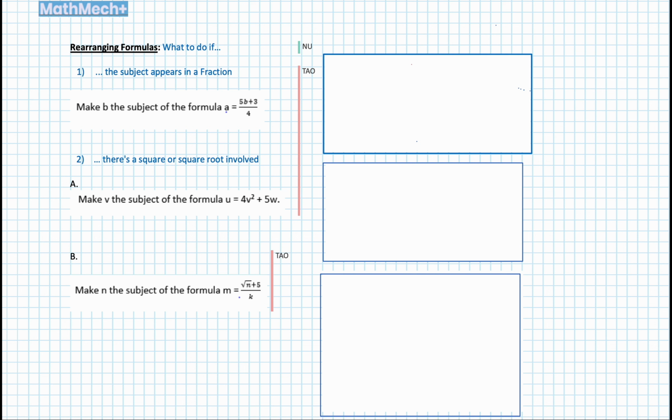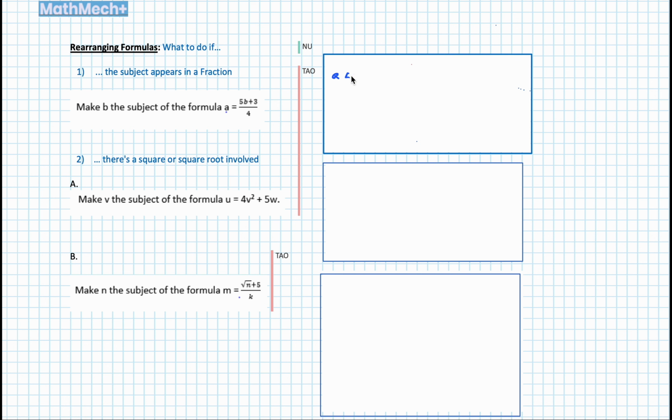by itself. So we have an equal sign on an equation where we can add, subtract, multiply, or divide by anything we want, as long as we do it on both sides of the equal sign. Let's have a look. Make b the subject of the formula a equals 5b plus 3 over 4.